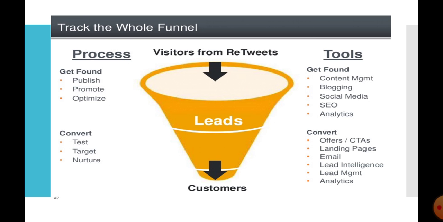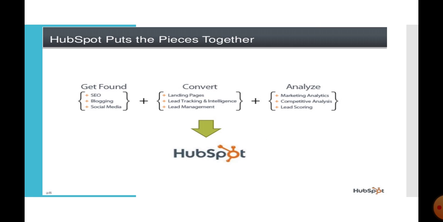The whole funnel diagram given over here shows how visitors from retweets get leads and are converted into customers. The tools which are used are blogging and social media analytics. The converts are offers, landing pages, emails, analytics, etc. This is how HubSpot puts the pieces together. First we get found, then we convert, and then we analyze.